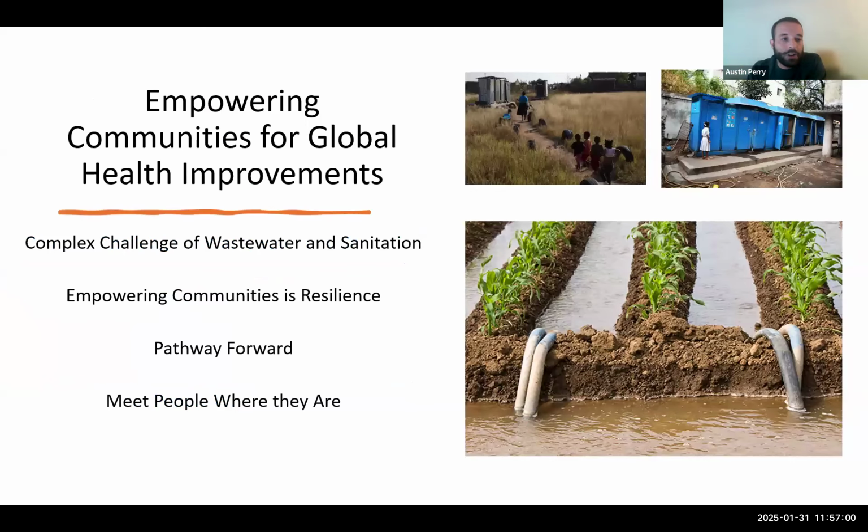So what we ultimately want to do is empower communities for global health improvements. There's a complex challenge of wastewater and sanitation. We want to empower the community to take this on, because once the community takes it on, that's where resilience really gets built. We want to create a pathway forward. So no matter where you are, you understand where you are, and you understand the challenges that lie ahead of you should you want to improve your wastewater treatment systems. And of course, meet people where they are.